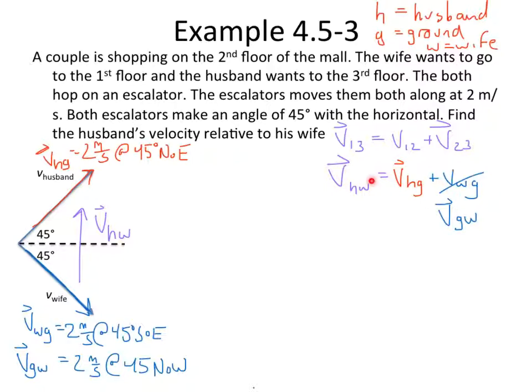So let's set up our vector addition table using components. All right, and we can just add husband to ground plus ground to wife to get husband to wife. So I'm going to write this sort of in the middle right here. Vector, magnitude, our direction theta, the x component, and the y component. All right?